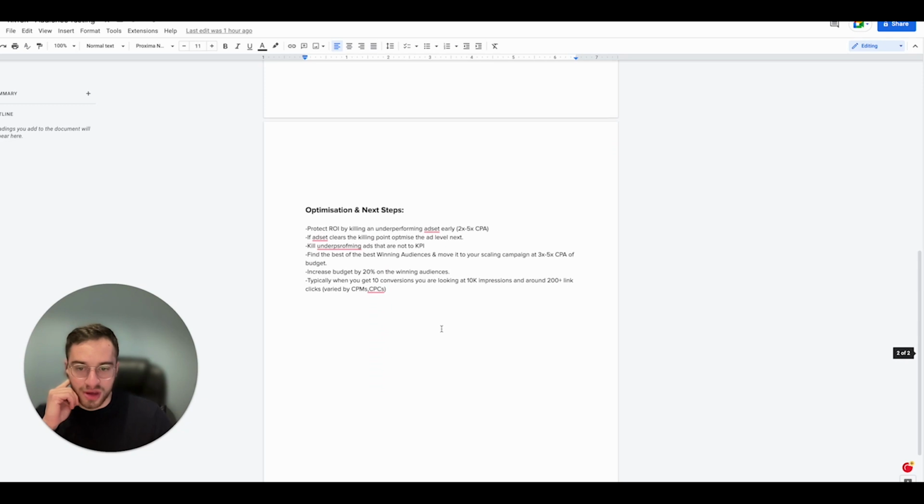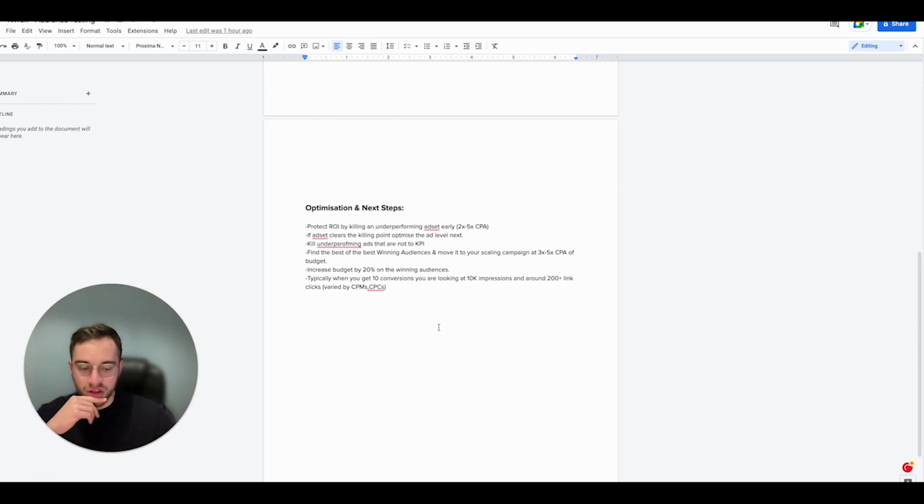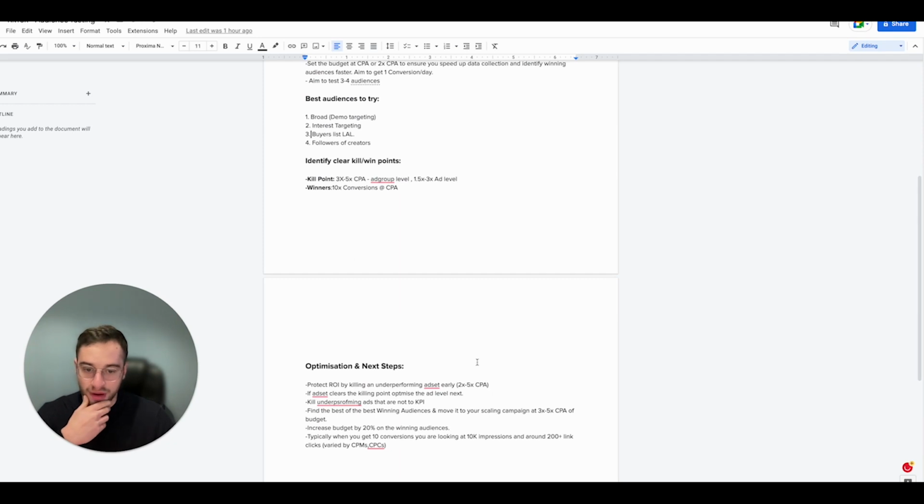So let me actually touch on the optimization and next steps. Here are some of the things that you need to do after you have launched the ads, the whole audience testing phase. You need to protect your account by killing an underperforming ad set. As I said earlier, 2 to 5 times CPA. As I said here, I made it like 3. Again, it can be 2. It really depends on your whole tolerance and what you have seen the account perform best at when optimizing.